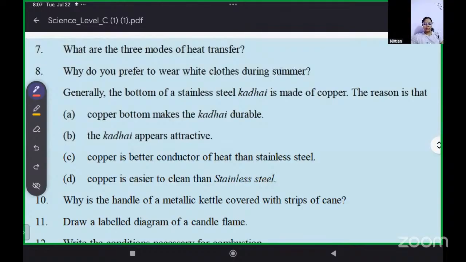Now, why do you prefer to wear white clothes during summer? Anna? Maybe because it's a light colored dress and it doesn't attract much heat. It doesn't trap heat, and air passes through the light colors or white easily. Yes, ma'am. And next question.